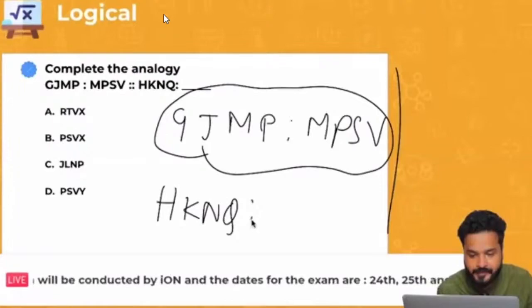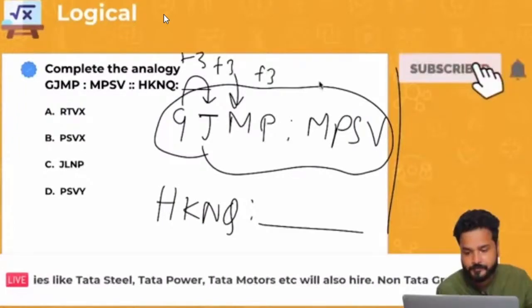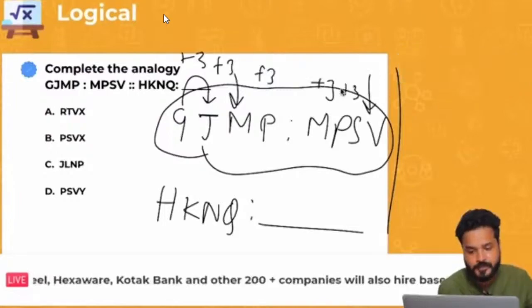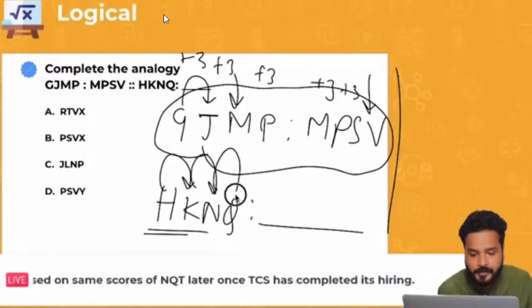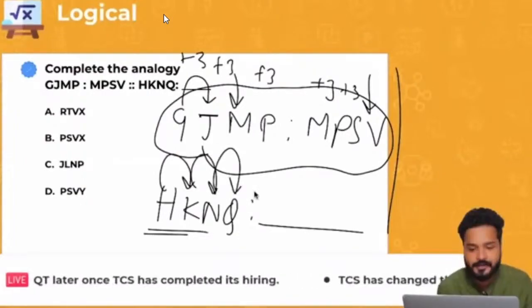G, H, I, J, K, L, M, N, O, P. So everything is plus 3, plus 3. Again, M, N, O, P, Q, R, S, T, U, in plus 3 everywhere. Checking this one. So H, I, J, K, L, M, N, O, P, Q.